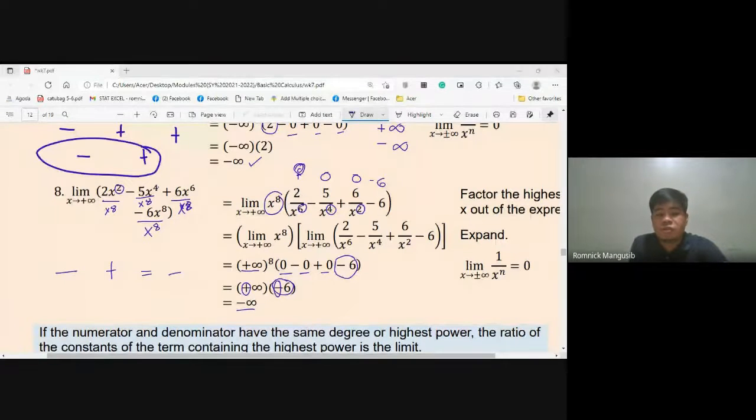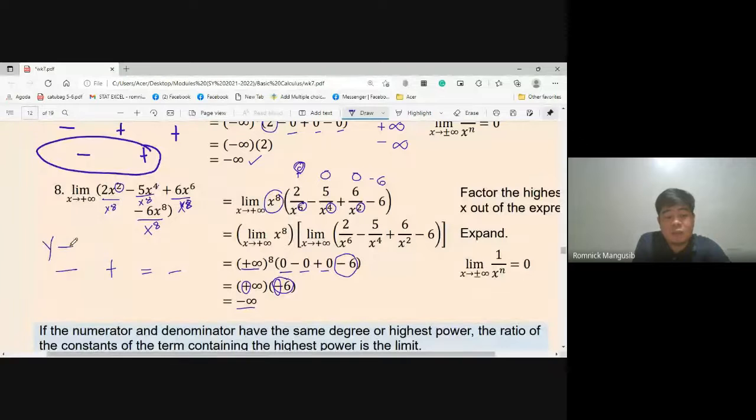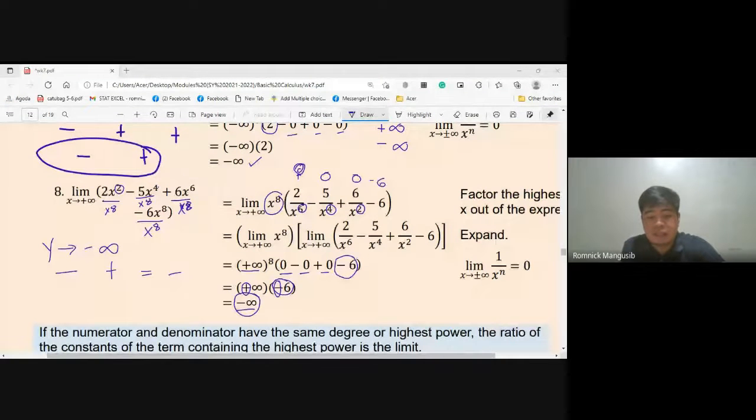So ibig sabihin, yung buong function, as x keeps on increasing, then y keeps on decreasing. Ang response ng y keeps on decreasing, kasi yun yung lumabas na infinite na limit. So ibig sabihin, if there are questions like this, class, how does y respond to x if x keeps on increasing? Y keeps on increasing. Mga ganyan. Paano mag-respond? Because y is the dependent variable. Okay? It is the dependent variable.